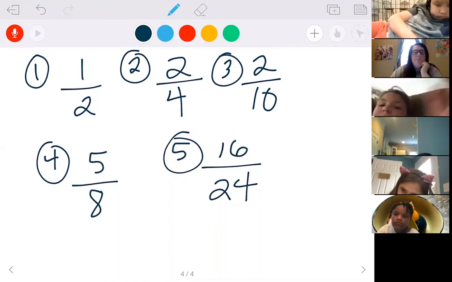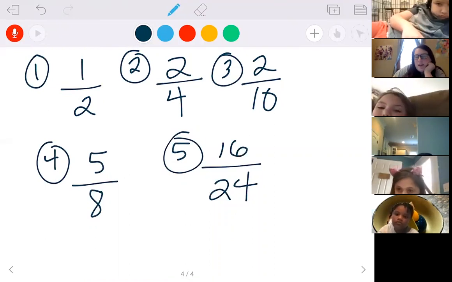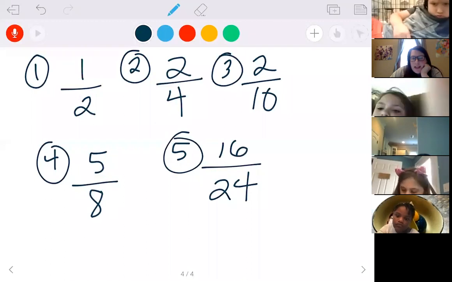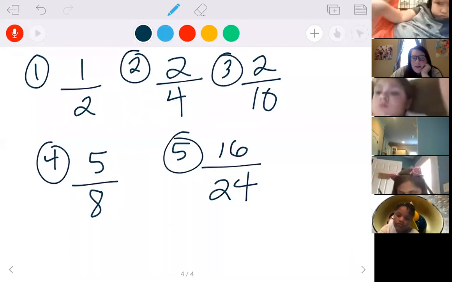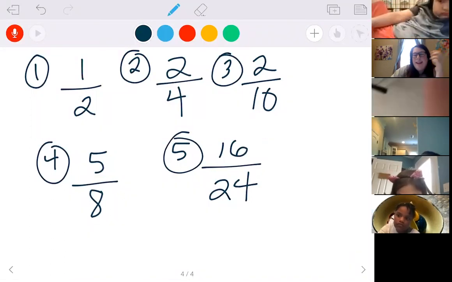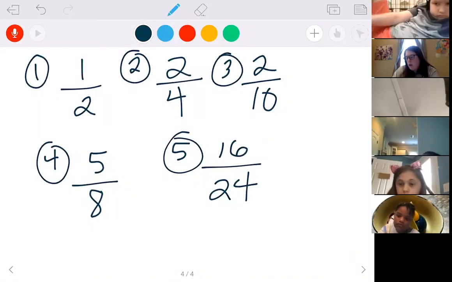So it's not in simplest form if I can divide those numbers by something, by a factor that they share. If I can't divide them by the same number, then they are in simplest form. So write yes, they're in simplest form, or no, they are not.